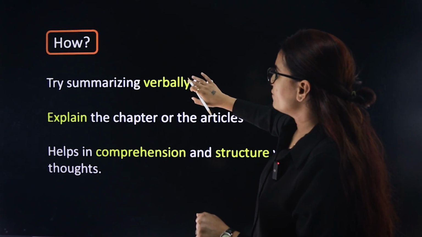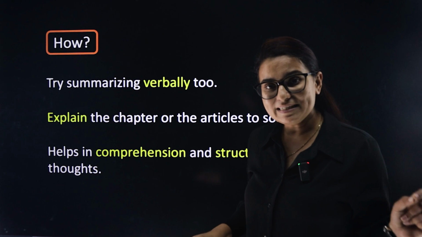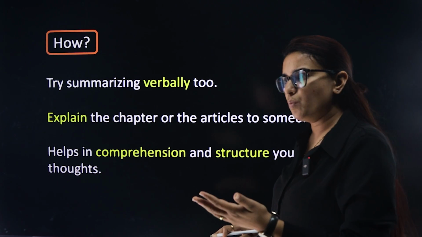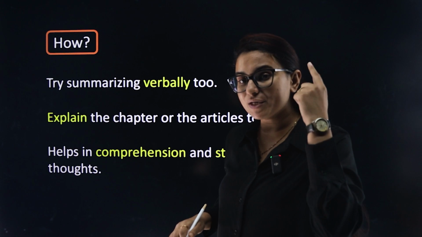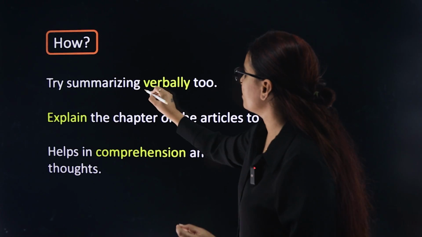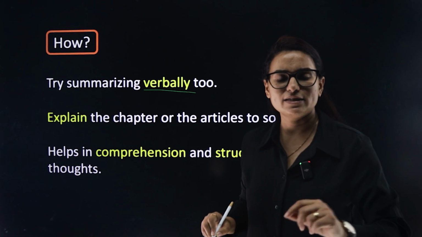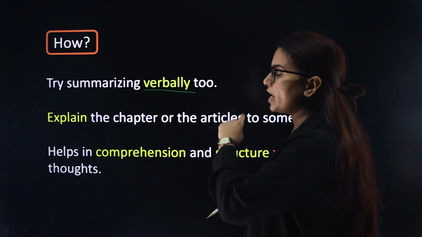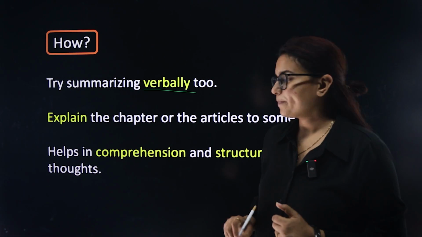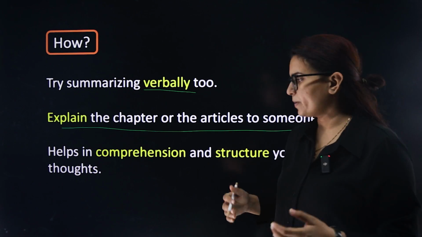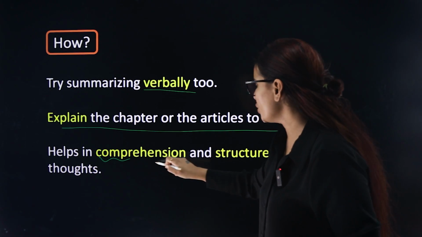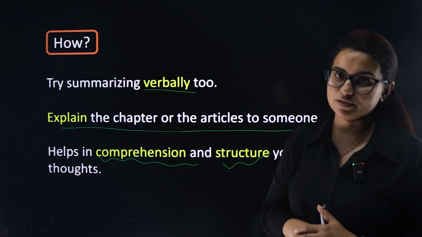Moving on, after you are done writing the summary, once you are done with at least 15 to 20 written summaries, you can start recording your summary verbally. You don't have to write. You finish the chapter, you start speaking it out. Then you have to explain the chapter to somebody. It's your choice, and it helps you in comprehension and structure your thoughts.